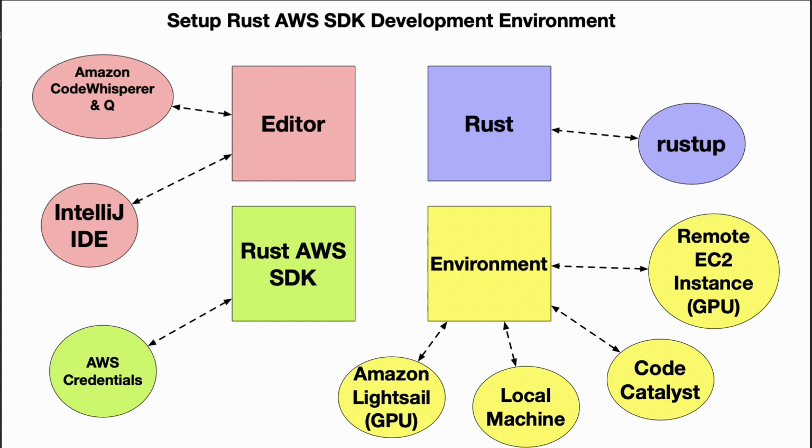Here we're going to talk through how to set up a Rust AWS SDK development environment. There are four key components to this particular setup. First up, we have the editor.